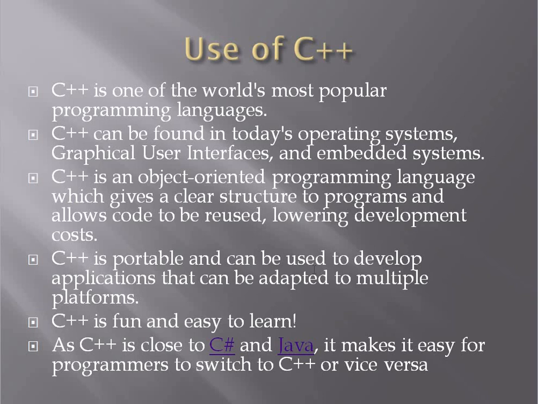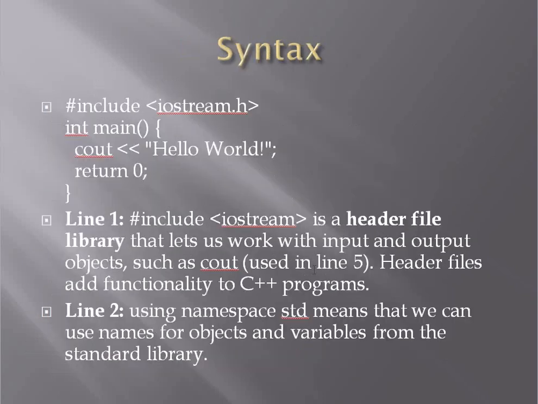As C++ is close to C# and Java, it is easy for programmers to switch to C++ or vice versa. Means if you learn the C++ language, you do not need to worry about Java and C#, because object-oriented programming in C++ will be a platform for you to learn C# and Java also, because some functionality is common in C++ and Java. Java is also an object-oriented programming language and C++ is also an object-oriented programming language.